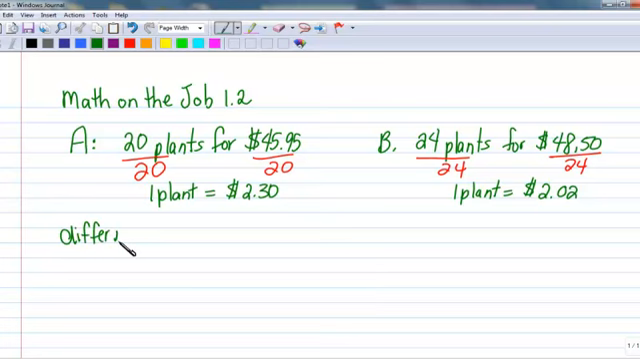The difference? Well, we subtract. The difference is 28 cents.